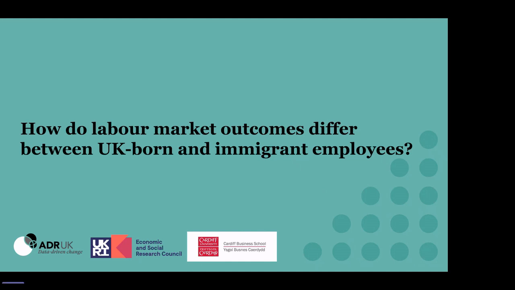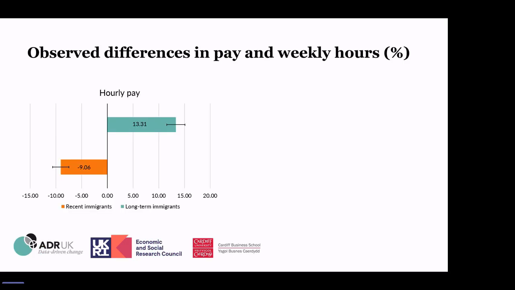Now I will show you a series of figures in relation to each research question, and they will all have very similar structure. So the first question was to understand the gaps that we observe between UK-born population and immigrant employees by their years of residence. So the first outcome we considered, consistent with the existing academic literature, was hourly gross pay.